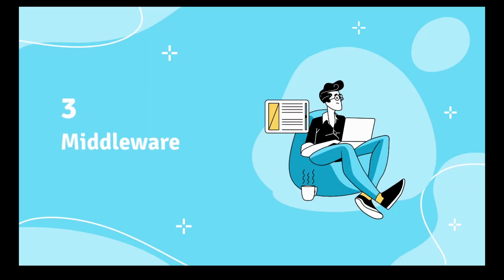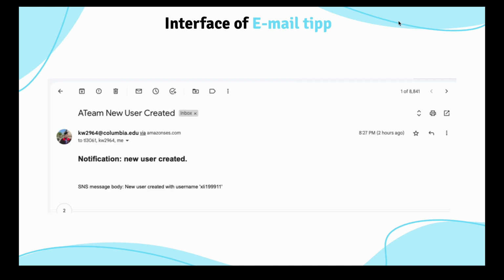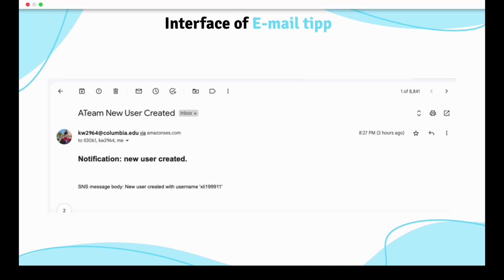Here is our middleware part. We have used the AWS Lambda and the Amazon SNS to design for it. Every time when a new user has registered, like you can see here, the specific email will receive the message that you can see here, the notification, new user has been created.